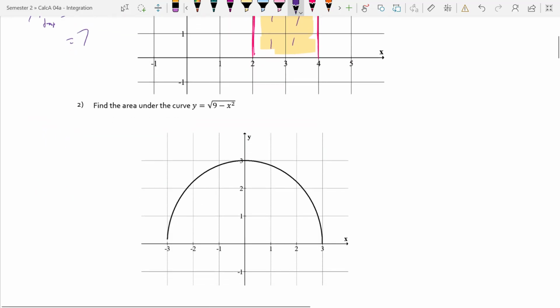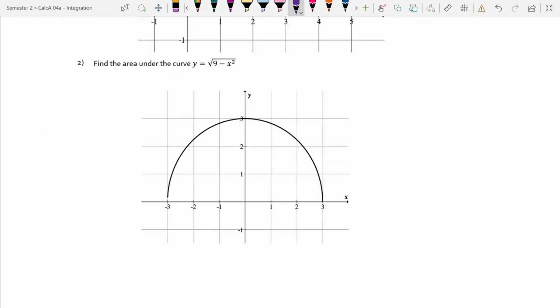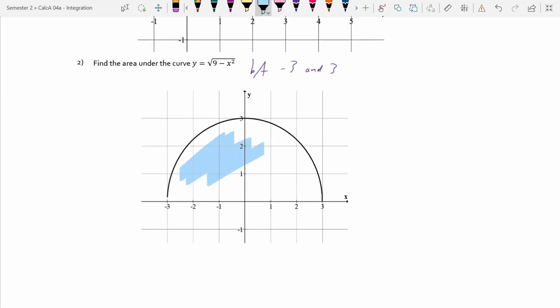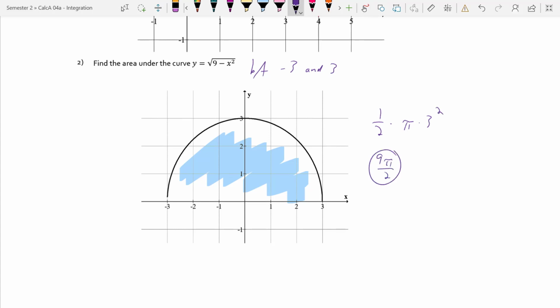So moving on to this one, we have the area under the curve here, and notice how it doesn't give limits. Well, really what we mean is between -3 and 3. This is a semicircle, and the area of the semicircle would be 1/2 the area of a circle, not 1/3, 1/2. So 1/2, and the area of the circle is pi times the radius squared. The radius is 3, squared, and I end up with 9 pi over 2.